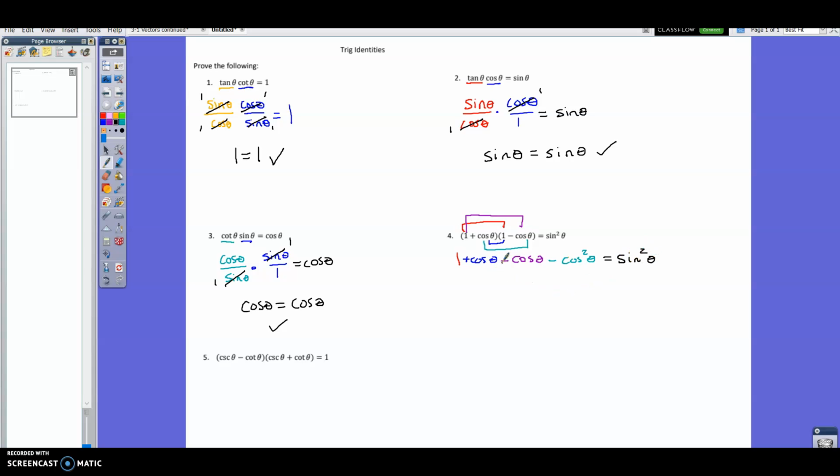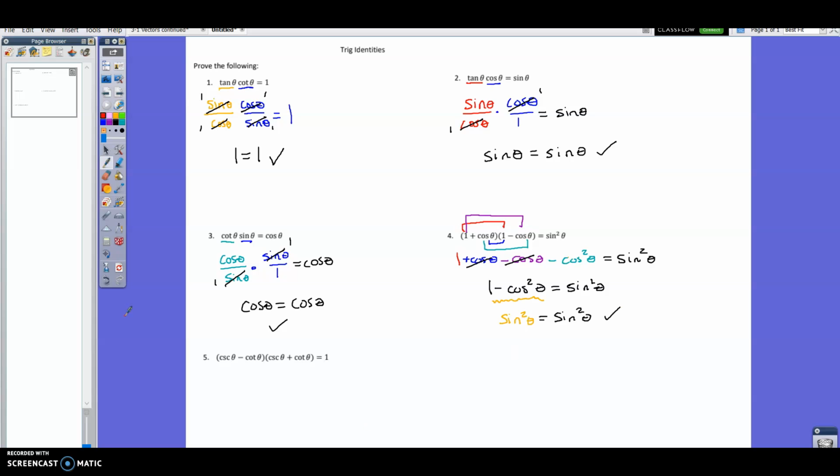squared. So if we look here, we do have a positive cosine and a negative cosine, so those cancel each other out. So on the left-hand side, we're left with 1 minus cosine squared equals sine squared. Now if we look at the notes from this particular section, you'll notice that we have 1 minus cosine squared, which can be rewritten as sine squared, which is exactly what the other side is, so that's a true statement.